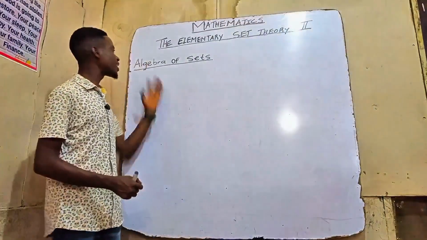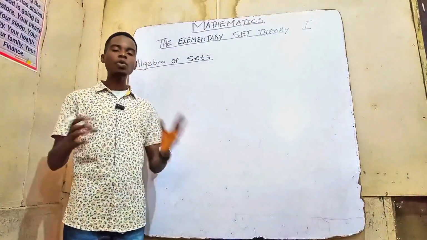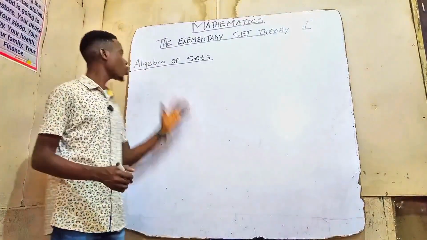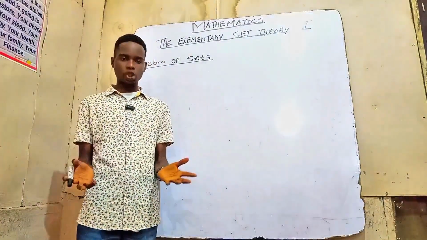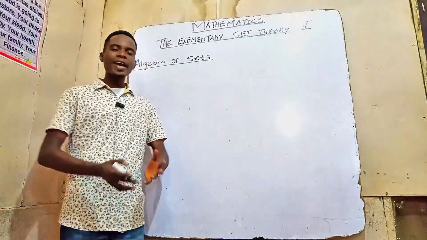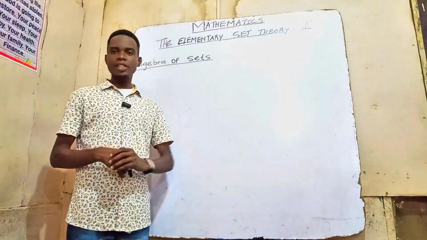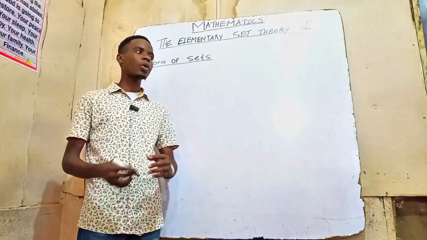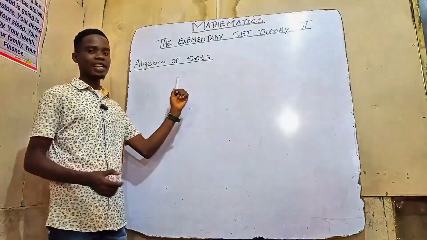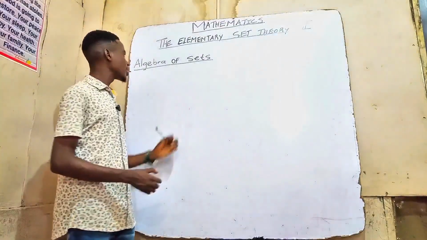Now let's look at the algebra of sets. Having looked at types of sets, let's talk about what the algebra of sets is. The algebra of sets deals with set operations, that is, every operation that deals with sets. It can be the union of sets. It can be the complement of a set. So when we are considering the algebra of sets, we talk about all those things.